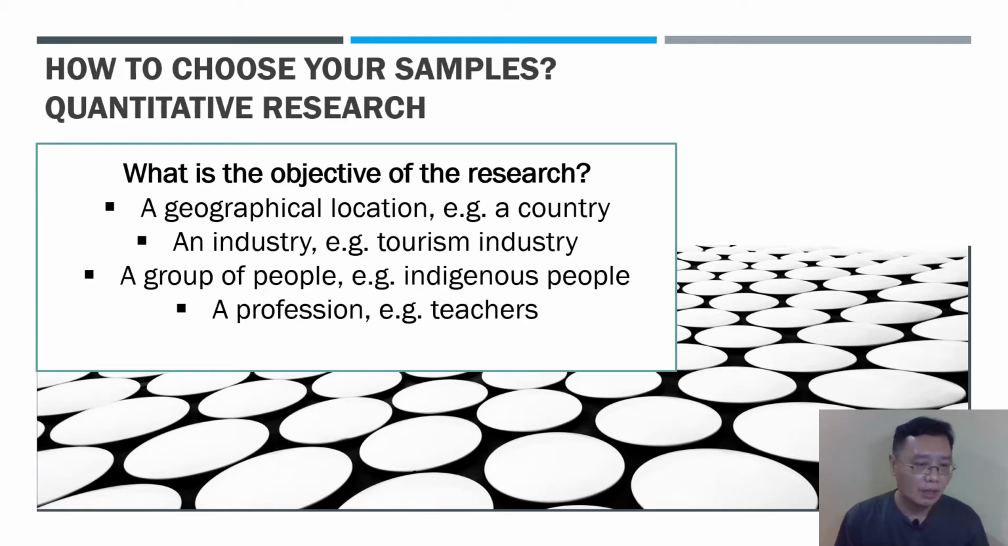Now if you're looking at quantitative research, the first thing that you have to ask yourself is, what is the objective of your research? Are you looking at a certain behavior of people in a country or a particular industry or a group of people, like for example, the indigenous people? Or are you looking at the behavior of a profession? Now this is the starting point of my sharing here.